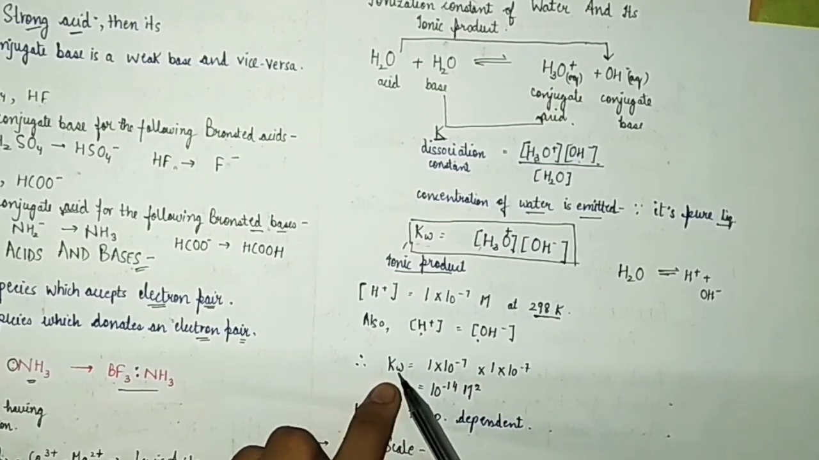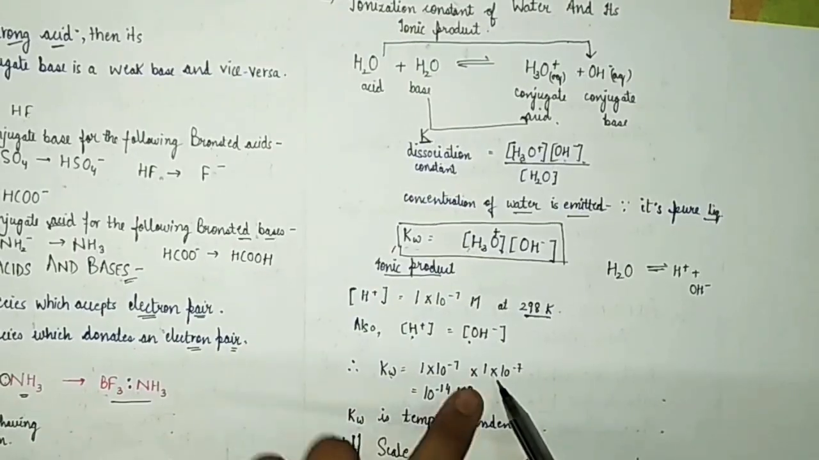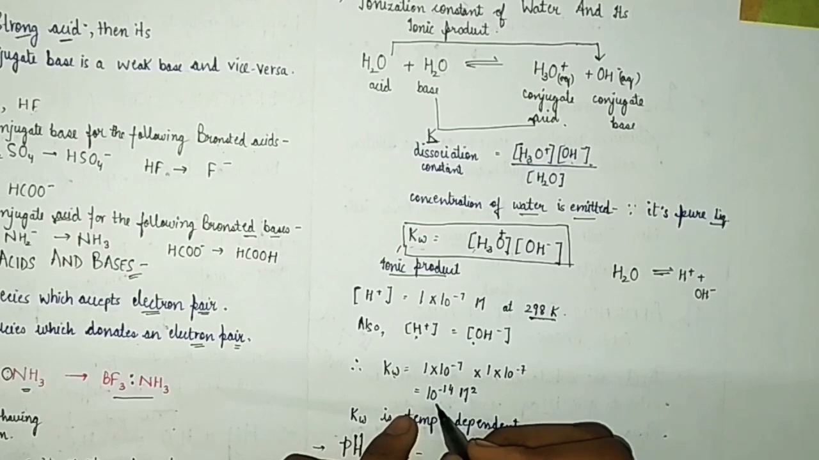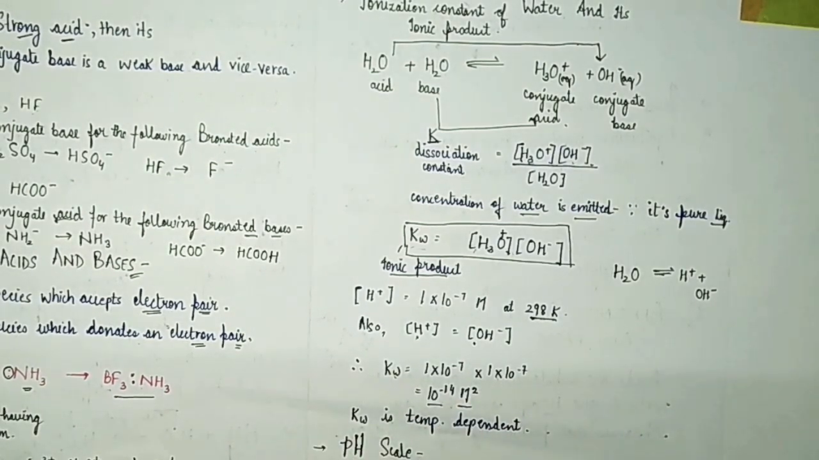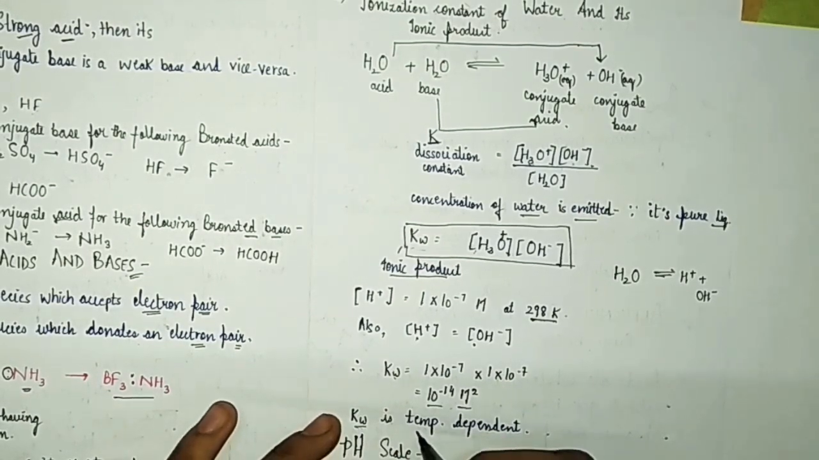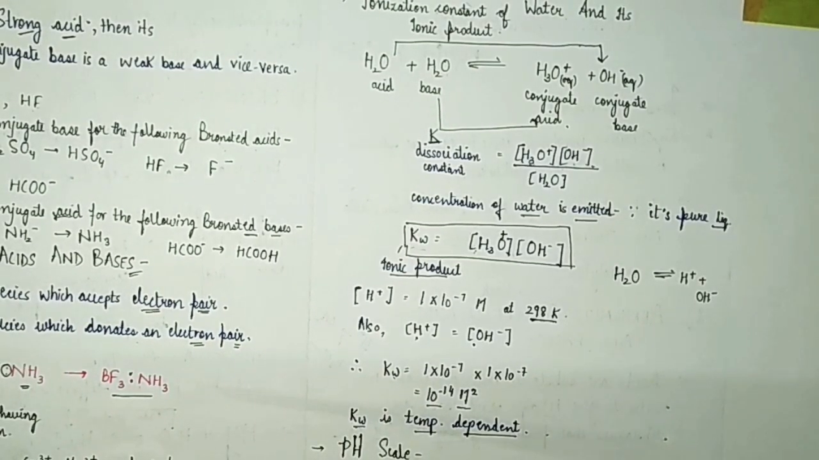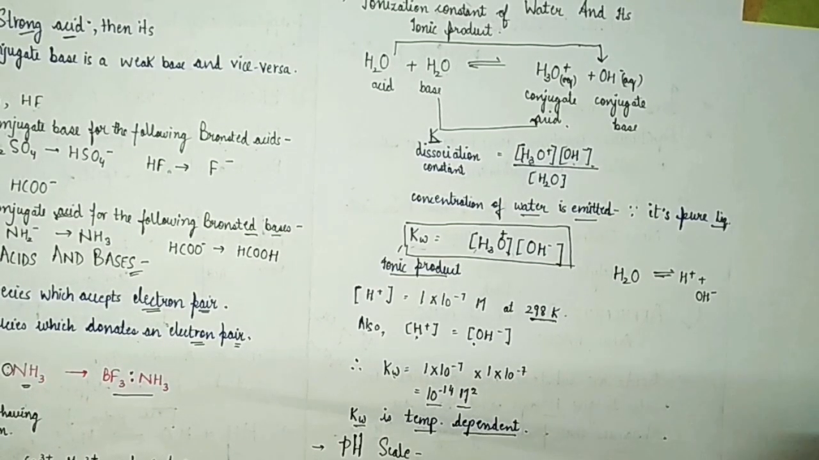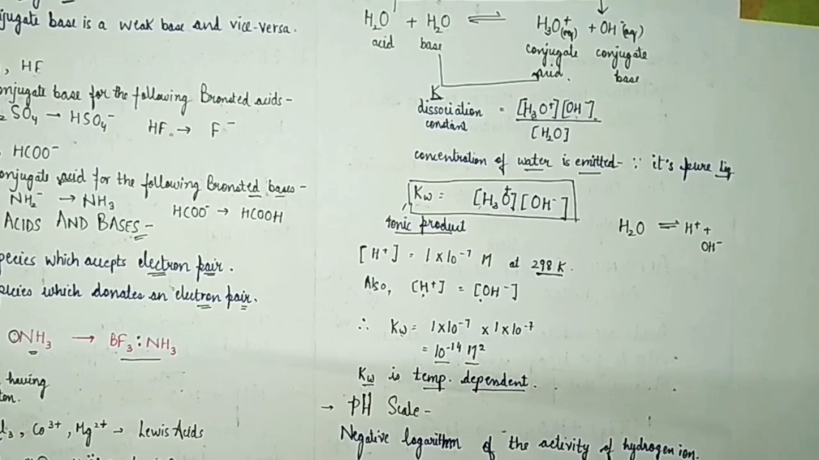So Kw, the ionic product, becomes equal to the product of the concentrations of H plus and hydroxyl ions. It becomes equal to 10 raised to the minus 14 molar square. Now, Kw is temperature dependent. Since the ionic product is an equilibrium constant, the concentrations of H plus and OH minus ions are temperature dependent, hence the ionic product is also temperature dependent.